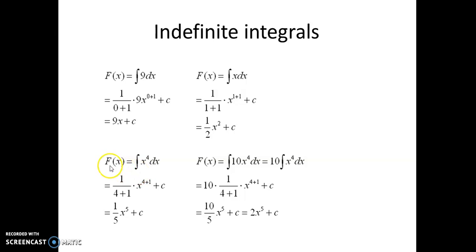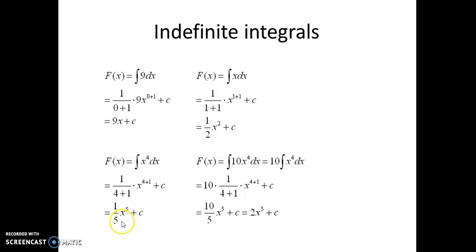Here we've got f of x is equal to the indefinite integral of x to the power of 4. So this is our integrand with respect to x, or dx. So therefore n is 4. So therefore I'm going to say x to the power of n plus 1, 4 plus 1. It's going to give me x to the power of 5. And then I say that is multiplied by 1 over n plus 1. N was 4, 1 over 5. So I have 1 over 5 x to the power of 5 plus c. Don't forget that. Do not omit that.